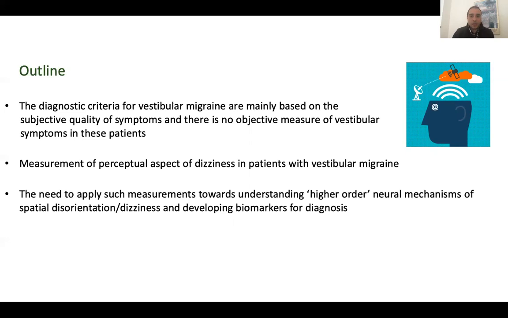Looking at these criteria also brings us to a major gap in understanding the mechanism of dizziness in vestibular migraine. Currently, the diagnostic criteria are mainly based on the subjective quality of symptoms, and there's no objective measure of vestibular symptoms in these patients. Here, I'll go over some findings related to measurement of perceptual aspects of dizziness in patients with vestibular migraine and highlight the need to apply such measurements for understanding higher order neural mechanisms of dizziness and also developing biomarkers for diagnosis.